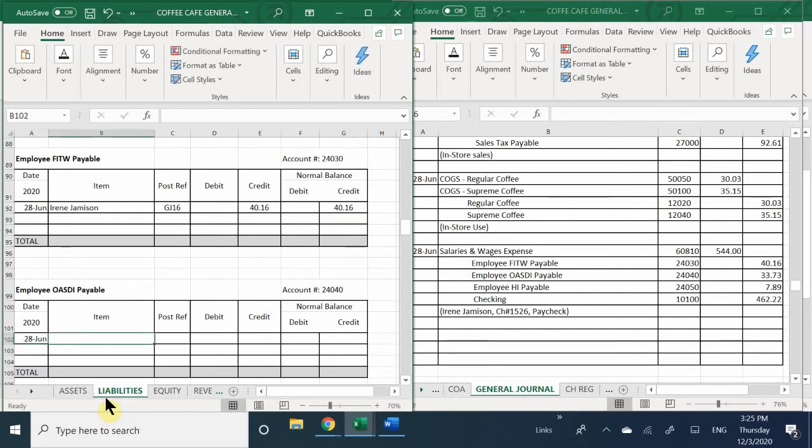All right. And we'll do the OASDI. Right. Again, her name, Irene Jameson. General Journal 16. And the amount for this one is $33.73, under the credit and then under the normal balance again.